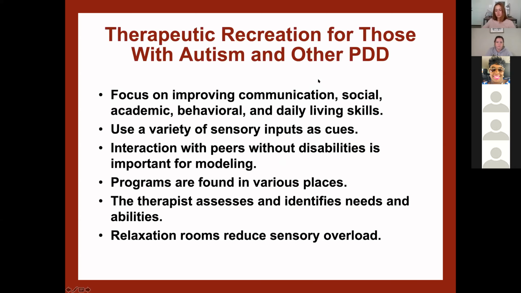So if we're working with people in therapeutic recreation that have autism or other pervasive developmental disabilities, we're going to focus on improving their communication, their social skills, academic things we can work on, behavioral, learning appropriate behavior and what is inappropriate, and daily living skills. A lot of times there are things that you can do. You can let them have experiences with different types of sensory inputs. They have sensory rooms for people with autism.